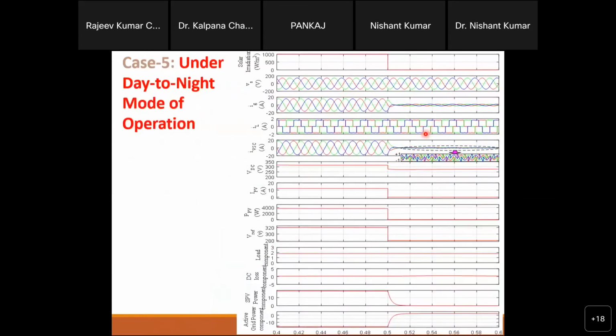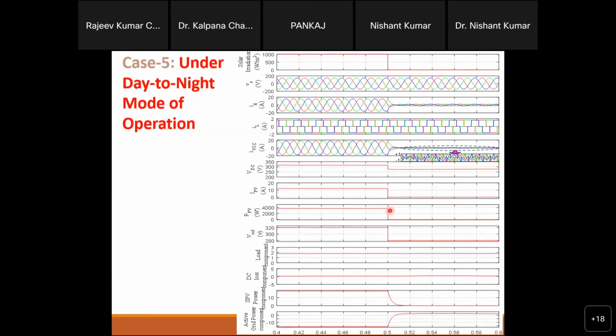The last one is the day to night mode of operation. Under day to night mode of operation, it means that in the daytime the system is behaving like a solar power generation system, right? So power is generating from the solar. You can see the PPV. This one is PPV. So in the daytime, power is generating, and when the power is generating, then power is going into the grid.